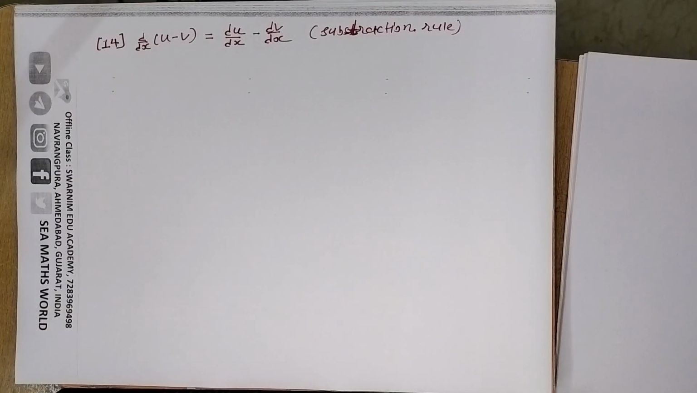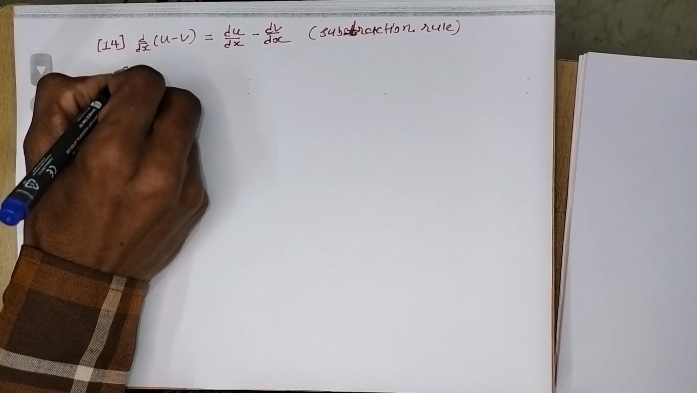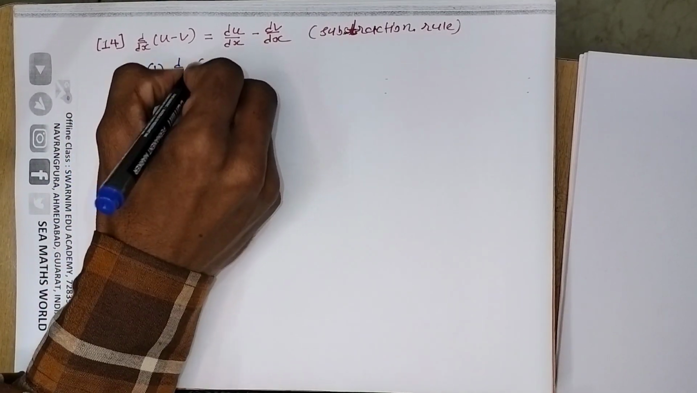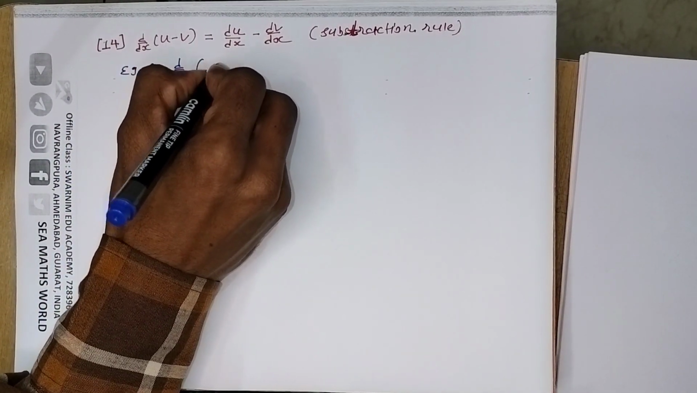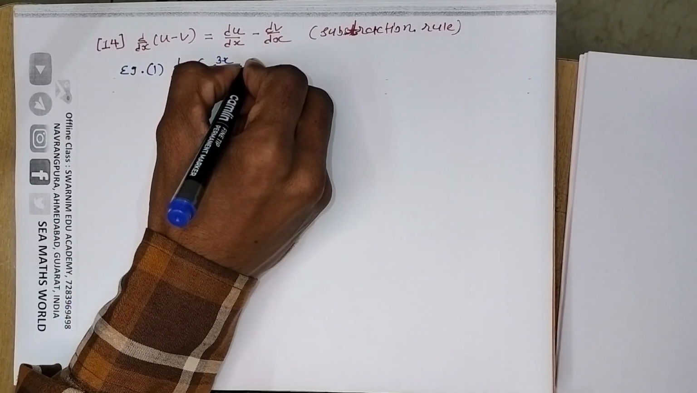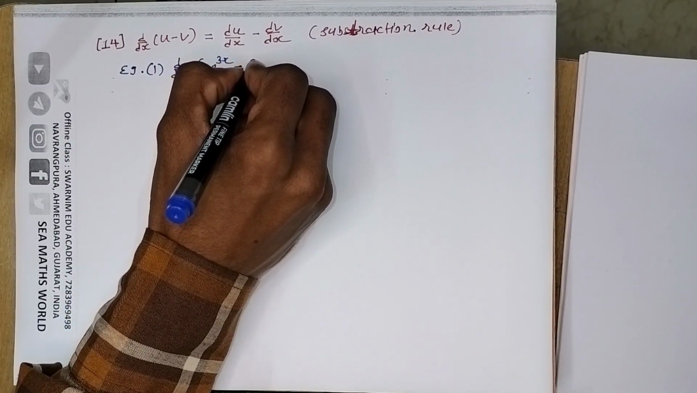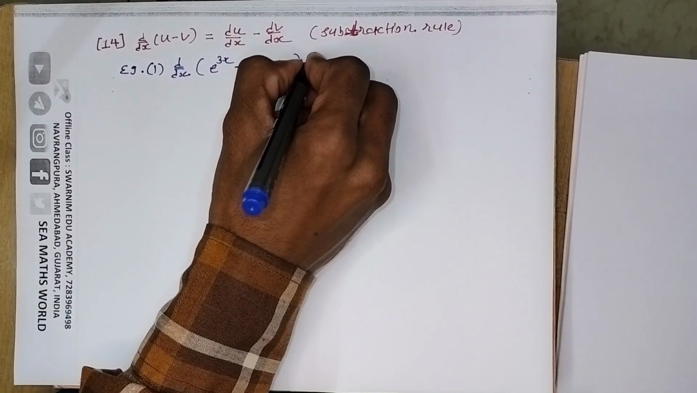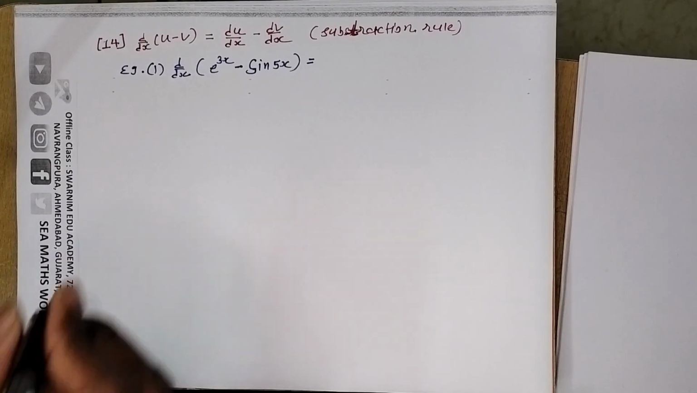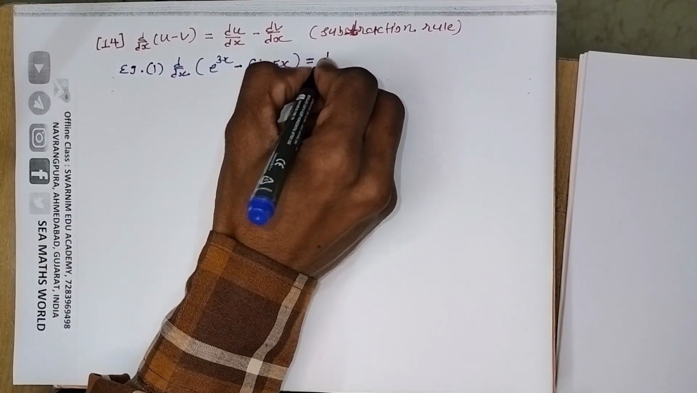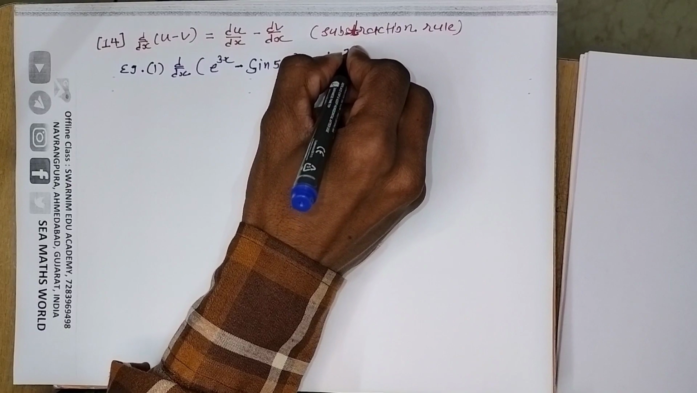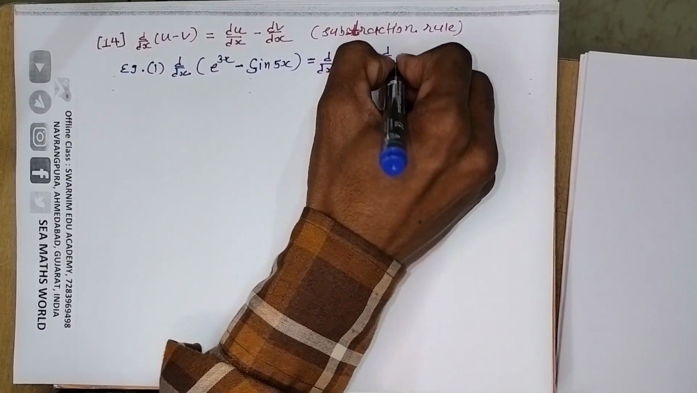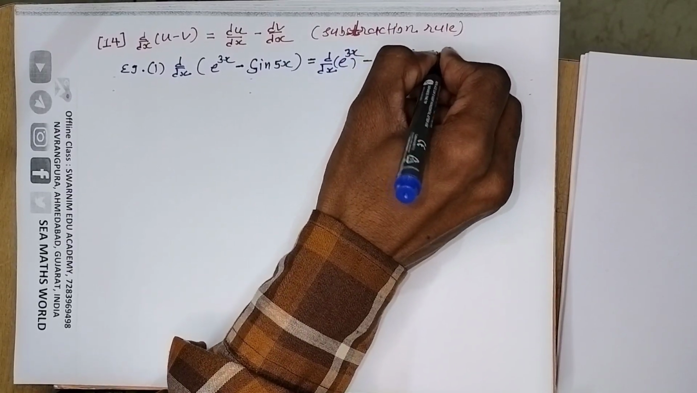Let's understand it through the example. Like differentiation of e raised to 3x minus sine 5x. According to rule, apply differentiation separately. So differentiation of e raised to 3x minus differentiation of sine 5x.